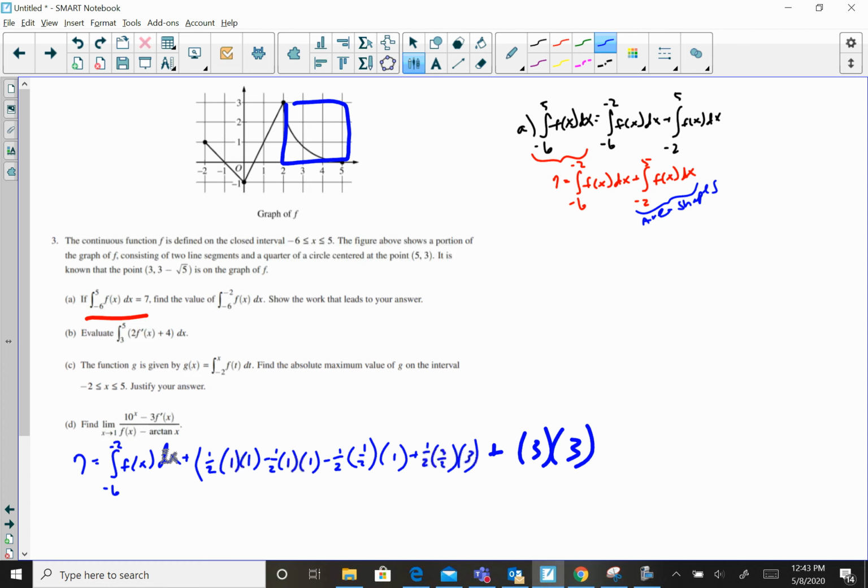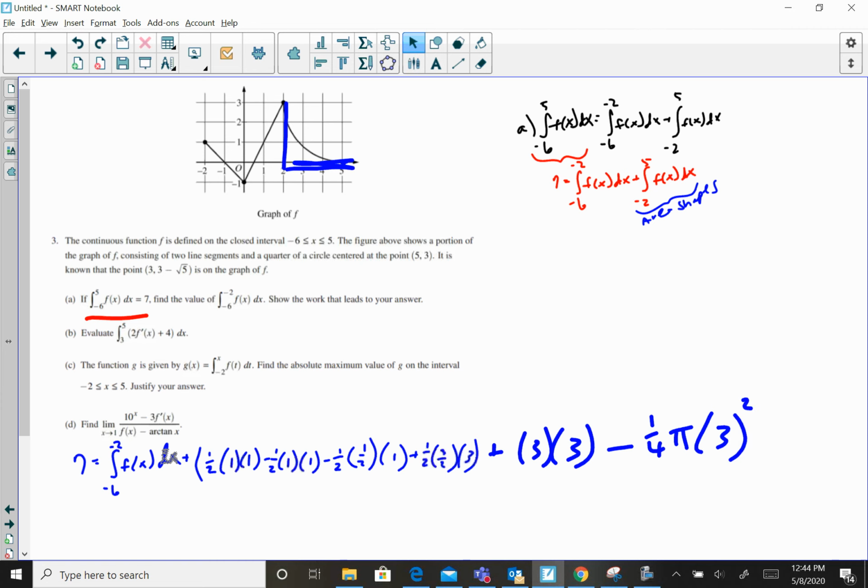3 times 3 minus the circle. The circle, a quarter circle would be 1/4 of pi r squared. It says that the circle is centered at 5, 3, and it starts here at 2. So its radius is 3. So pi r squared.